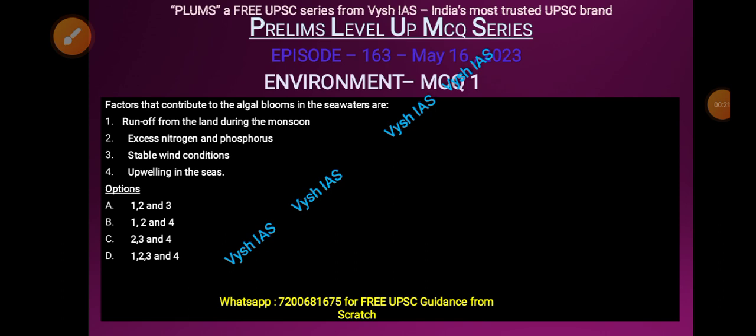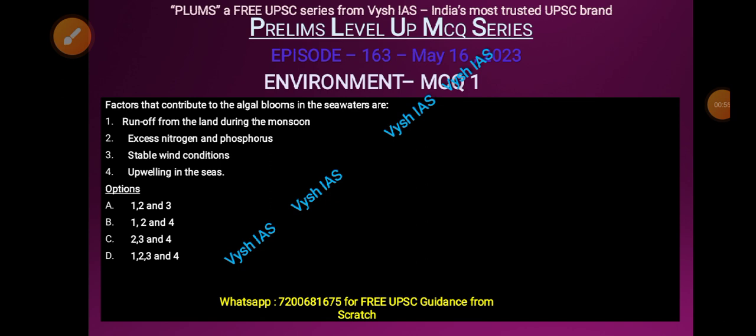The first MCQ: the factors that contribute to algal blooms in seawater. Here are some of the possible factors, and you have to find which ones are correct. One, the runoff from the land during the monsoon season. Two, excess nitrogen and phosphorus. Three, stable wind conditions. And four, upwelling in the seas. Which of these sets of options is correct: 1, 2 and 3; 1, 2 and 4; 2, 3 and 4; or 1, 2, 3 and 4, meaning all of the above.